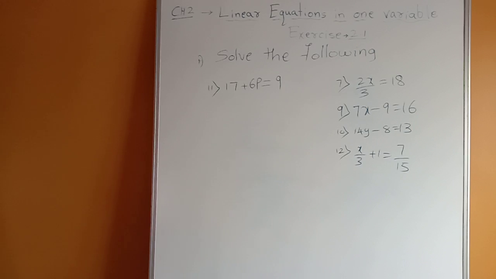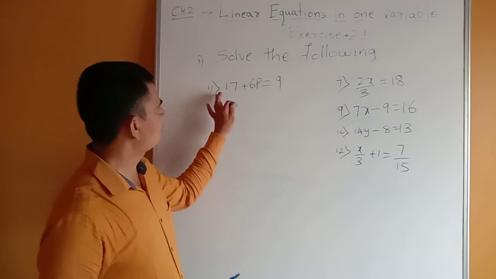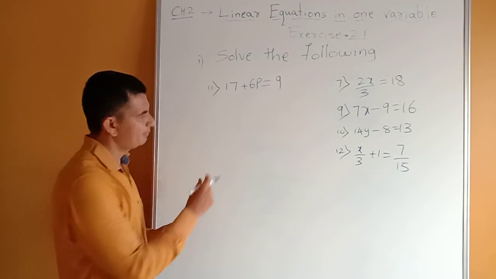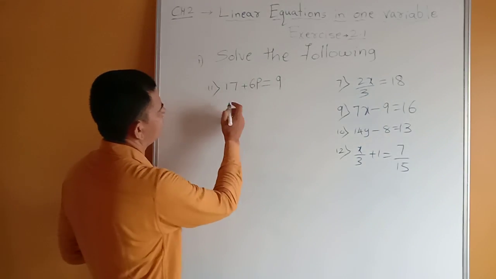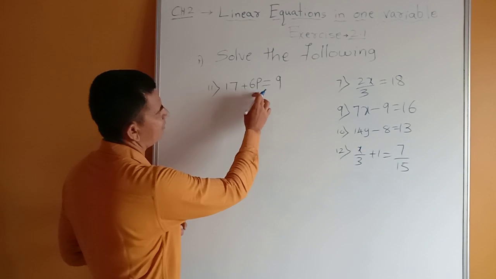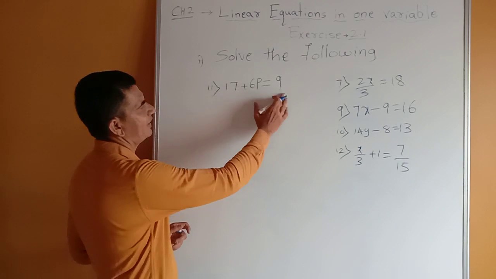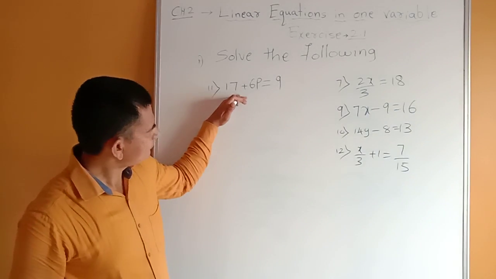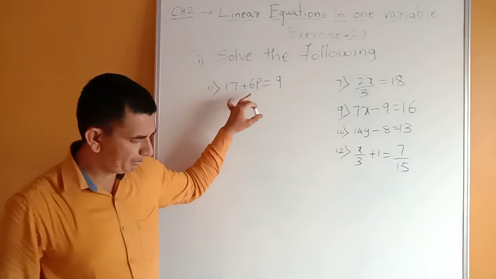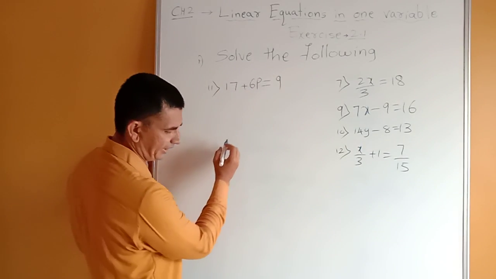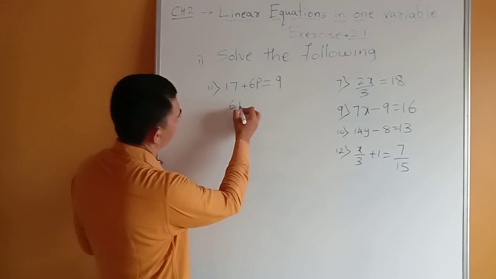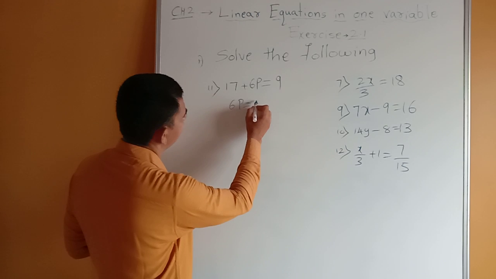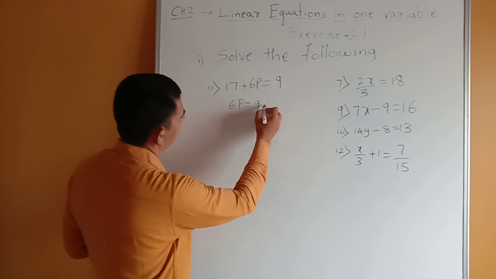So students, you can see here, I have written question number 11. It is a little bit different, that's why I have taken it here. Means 17 plus 6p is equals to 9. Okay, here integers are there and this is an expression, they have given 6p. Now, we have to find out the value of p here. Now we can take here 6p is equals to 9 minus 17.